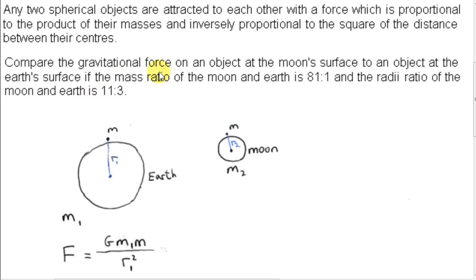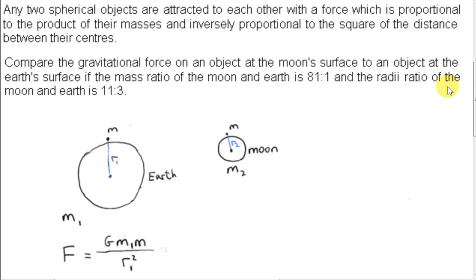Here we are going to compare the gravitational force on an object at the Moon's surface to an object at the Earth's surface. The mass ratio of the Moon and Earth is 81 to 1. By the way, I should have written these words the other way around. It's the Earth that is 81 times more massive than the Moon. Most people probably know that.